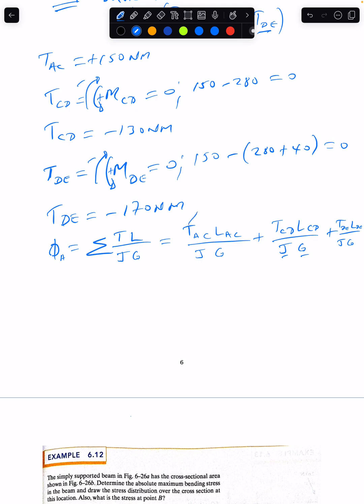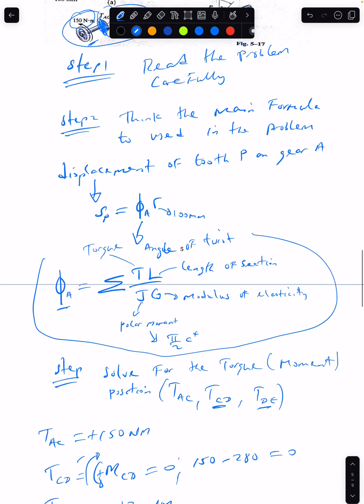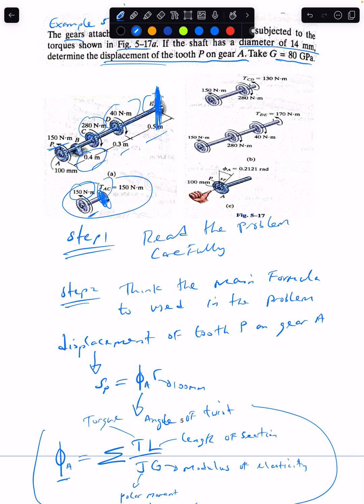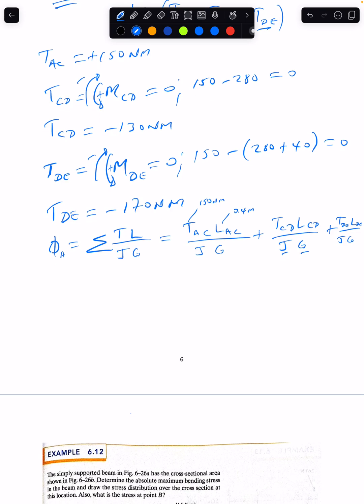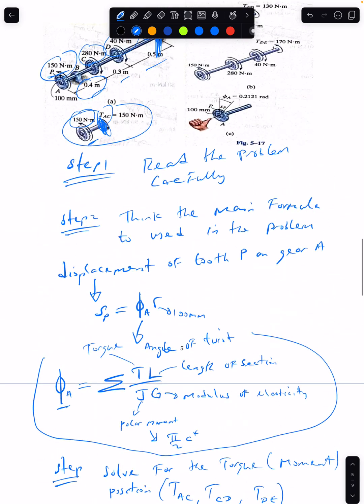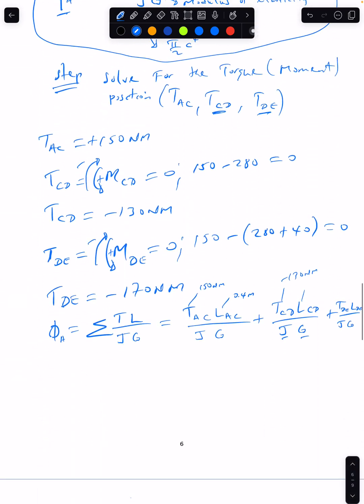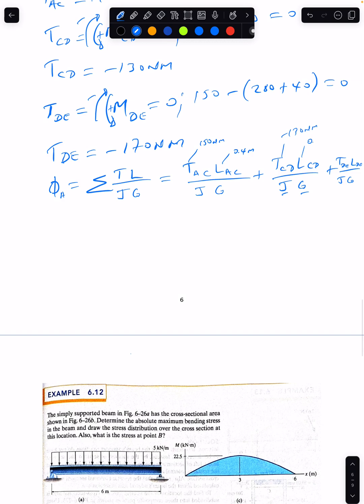The torque at AC was 150 Newton meter. The length for AC is 0.4 meter. This is the length for AC, and that's the torque which we got. And I move to CD. The torque for CD is minus 130 Newton meter, and the length for that section is 0.3 meter.